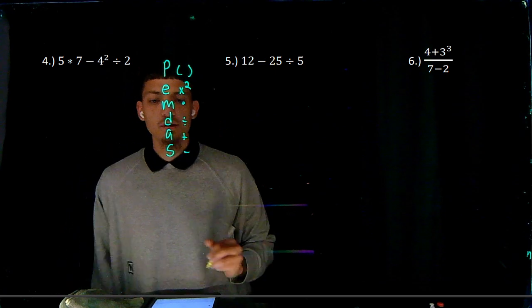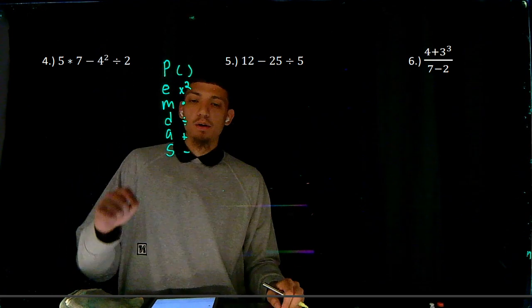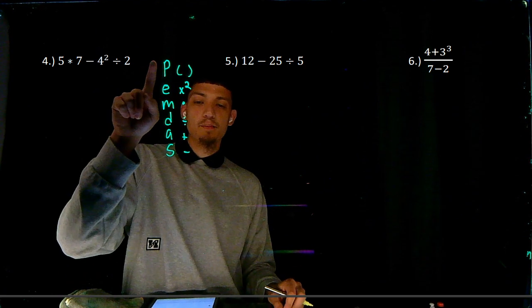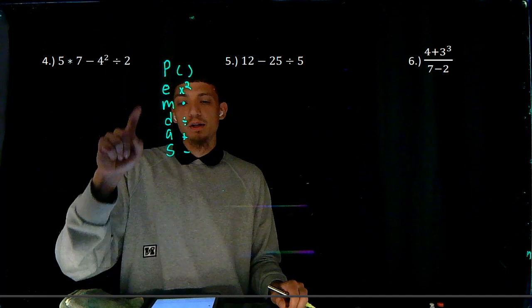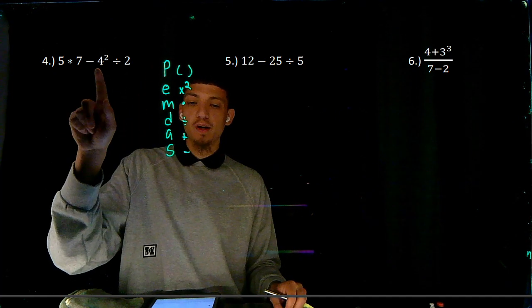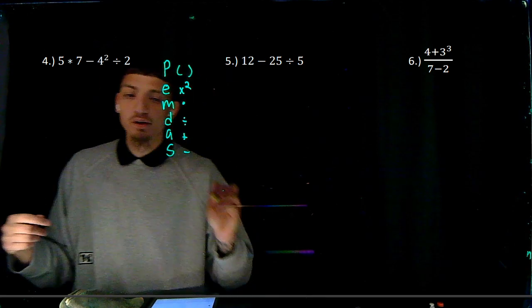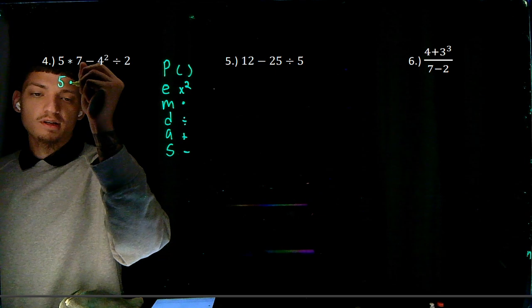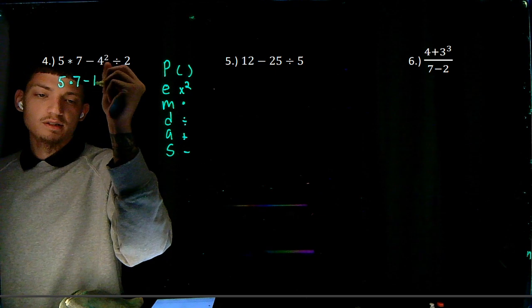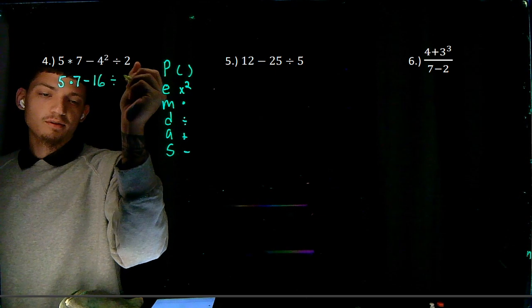Addition, subtraction. All right, so looking at number 4, we ask ourselves, do we have anything inside parentheses to solve for? No, we do not. I see no parentheses in this problem. Then we move on to exponents, which we do have. So we need to simplify 4 squared, which is 16. So we have 5 times 7 minus 16 divided by 2.